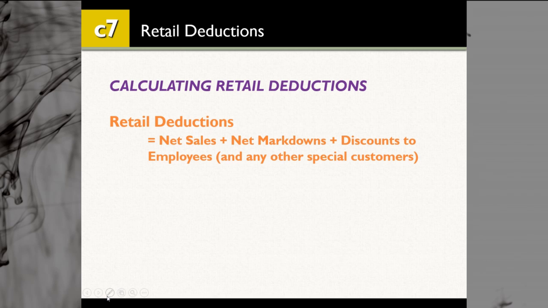So you can think about it like this. For your inventory, if you sell something, that's going to be out of your hand. That's going to be your retail deduction because you don't have the merchandise anymore. It's already sold. So that's part of the deduction, and also the net markdowns and any discount to employees. And once again, the important part is the net concept. So you have to calculate the net sales and net markdown to calculate these retail deductions.